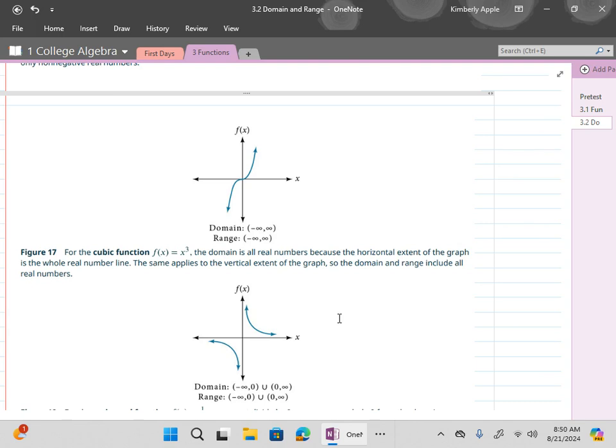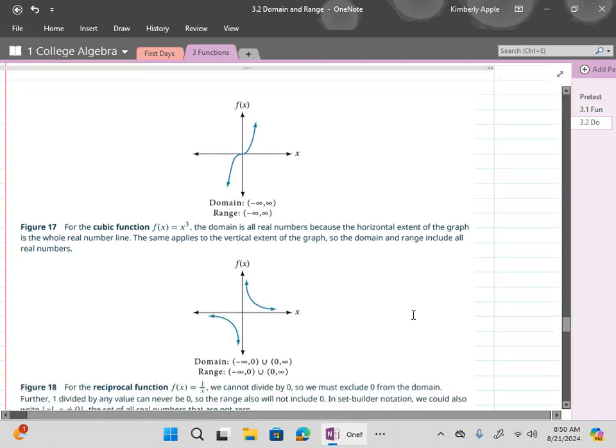Odd powers don't change signs, so it doesn't restrict things to being up here. You plug in a negative, you get out a negative. Plug in a positive, you get out a positive. So everything is included in this factor. Also, any odd power will do that.